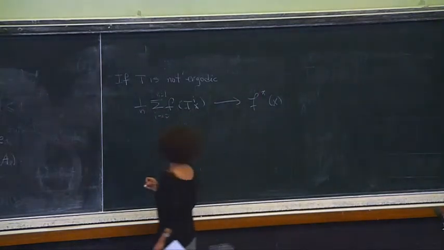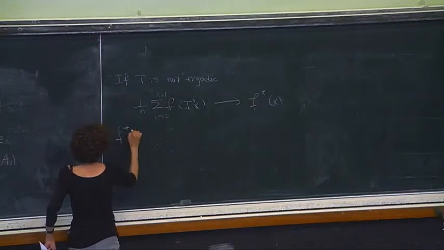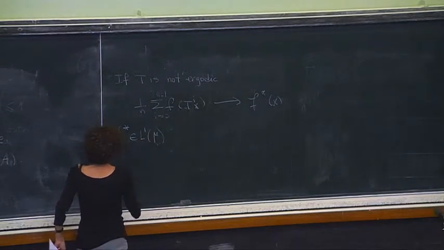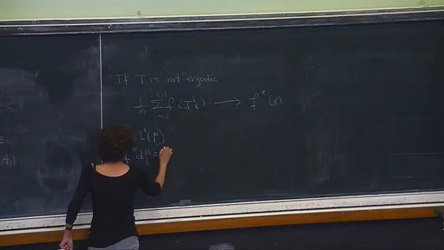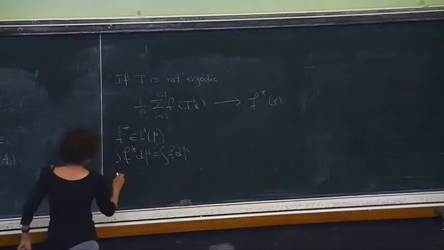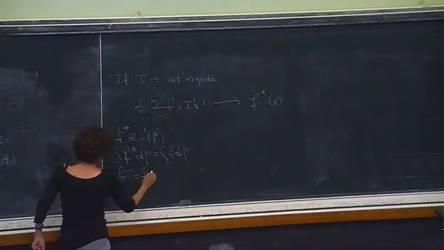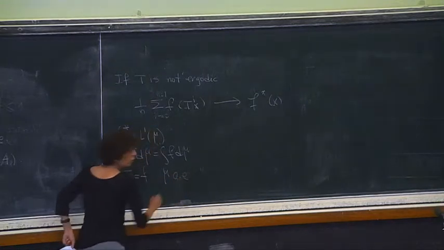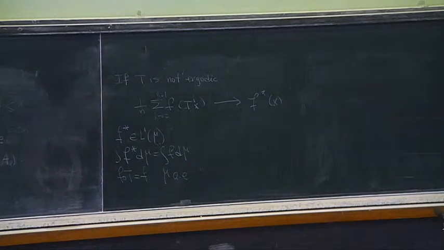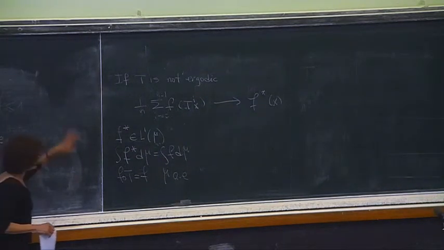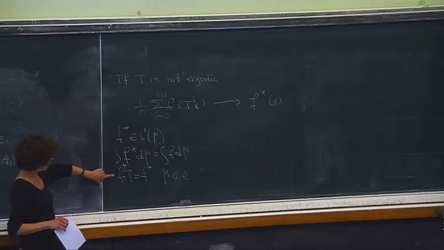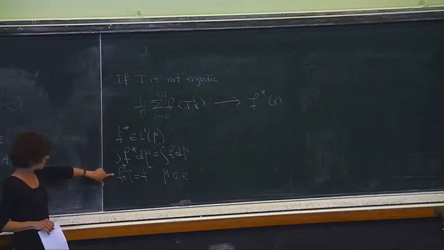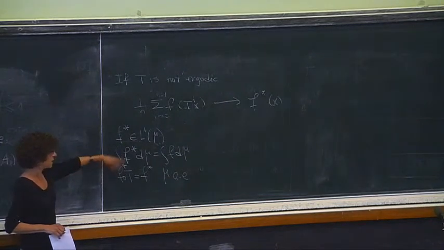But f star has many nice properties. f star is integrable, has the same integral as the original function, and it's T invariant. Of course, it need not happen everywhere, but mu almost everywhere, which is good enough for us. And in the characterizations of ergodicity that we mentioned on Monday, if you have ergodicity, then any T invariant function is a constant, and then the constant would have to be the integral.